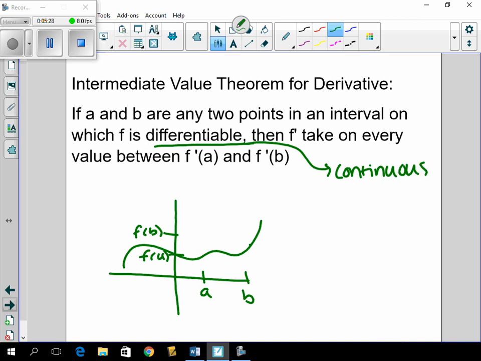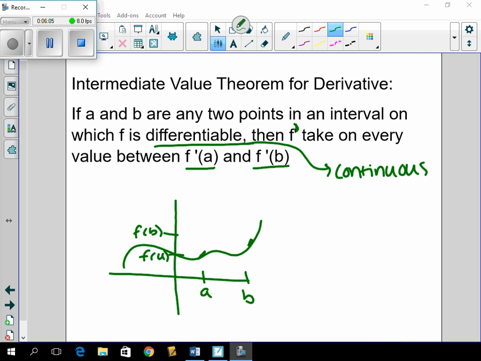So if I have f that's differentiable, then f prime takes on every value between f prime of a and f prime of b. So basically what this is saying is when I look at the derivatives at f of a and f of b, so we can say this derivative might be 1, the slope looks like it's 1, and then this derivative might be 2. I can find a derivative anywhere from 1 to 2 on any point on that interval.